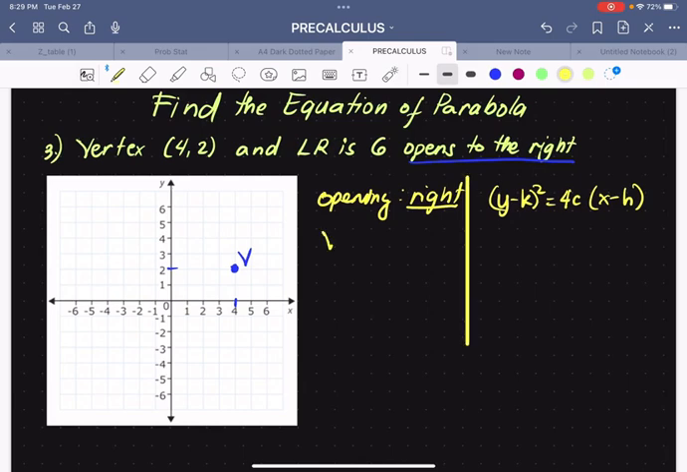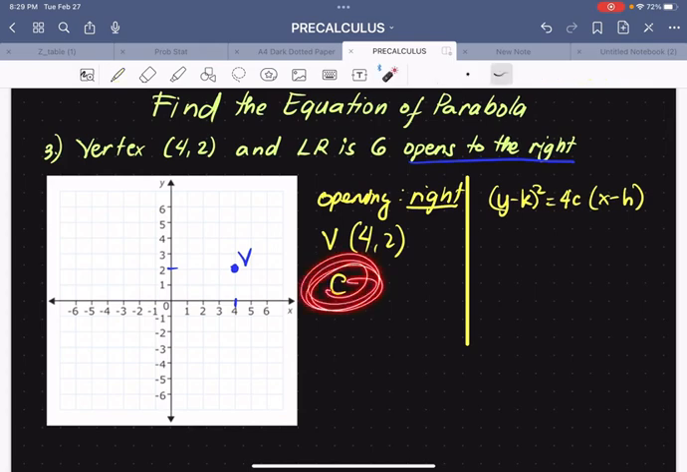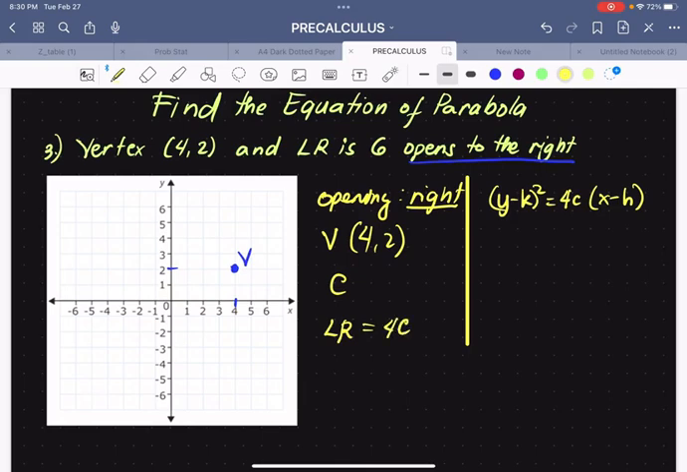Then determine also the vertex. Since the vertex is already given, (4, 2), and the value of c, do we need to find the value of c? The given is already the LR. Always remember that LR is 4c in the equation. The length of LR is the 4c in the equation. So since LR is equal to 6, we can say that the value of 4c is 6. So no need to compute the value of c.